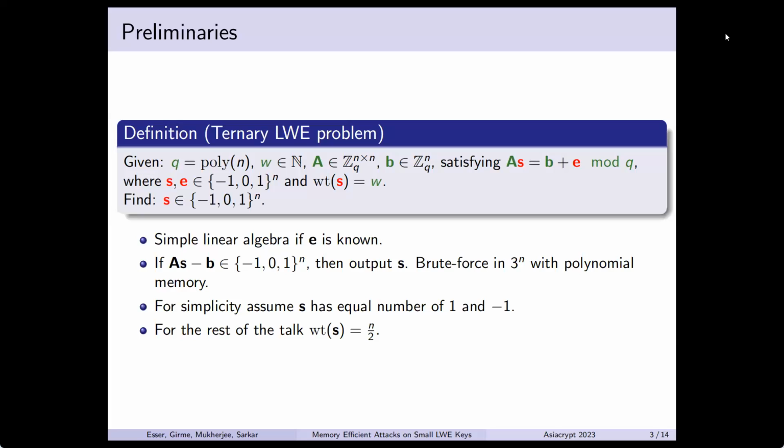So for simplicity, we are going to assume that S has an equal number of ones and minus ones. And just for comparison purposes, for the rest of the talk, we are going to fix the weight of S to be n by 2. That is, S has n by 4 many 1s and n by 4 many minus 1s.